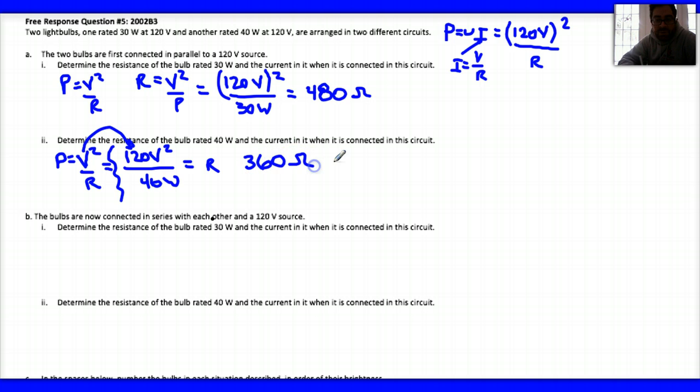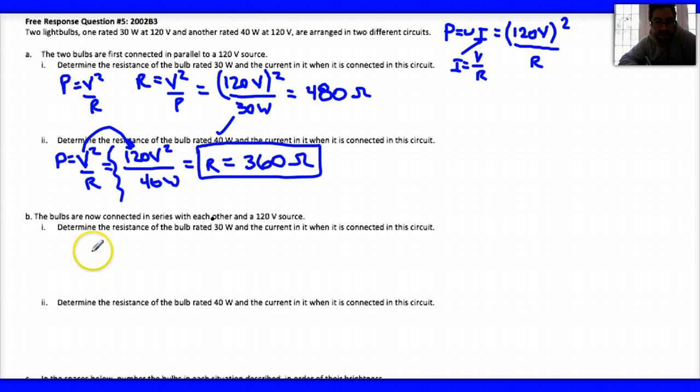So now you can see, if you didn't already know, that the resistance of the higher rated bulb, 40 watts, is lower. The lower the resistance, the higher the current that can flow through it. Okay, so let's go ahead and move on.